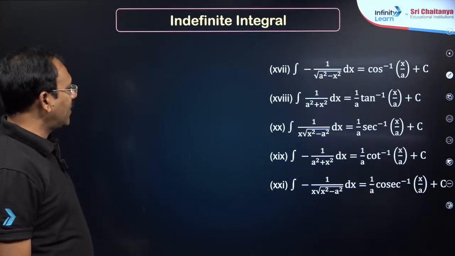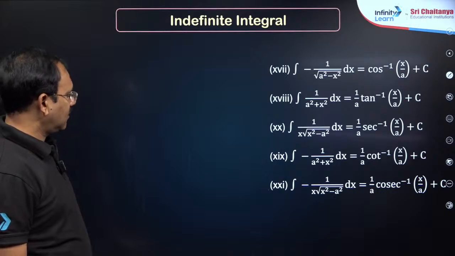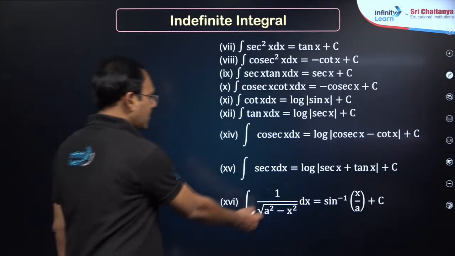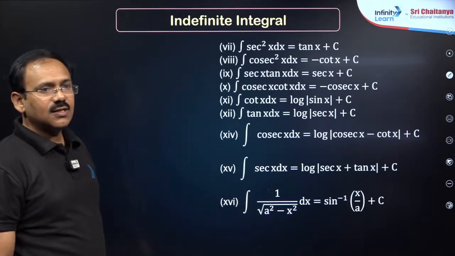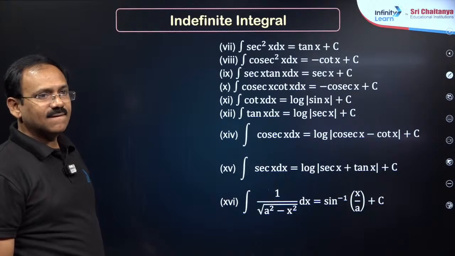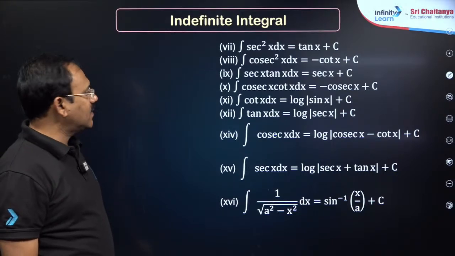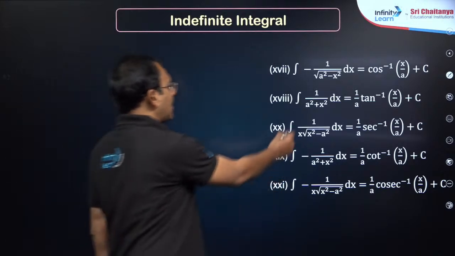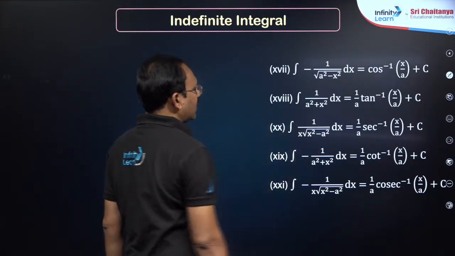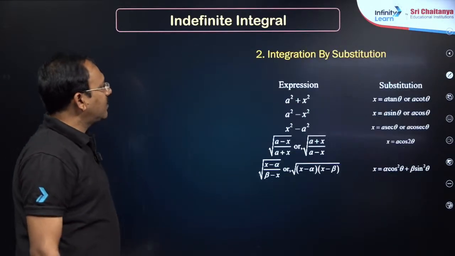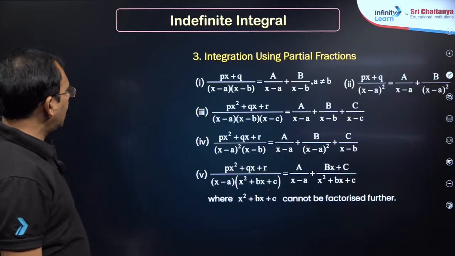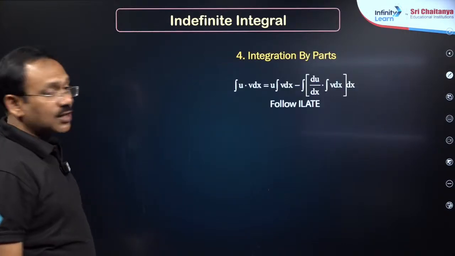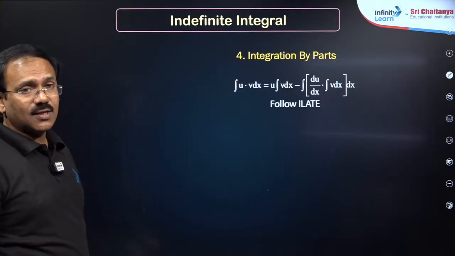1 by root of a square minus x square is sin inverse x by a, and 1 by a square plus x square is 1 by a tan inverse x by a. This is 1 by a secant inverse x by a. Please recall the formulae. And here I would like to introduce integration by method of substitution.